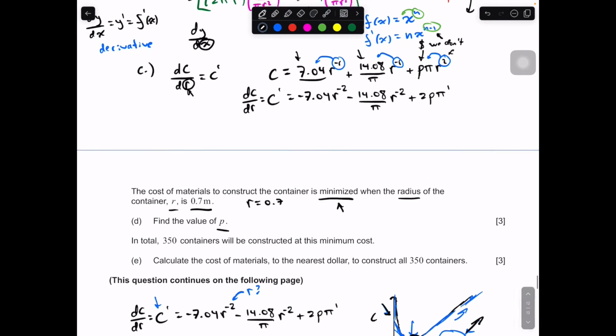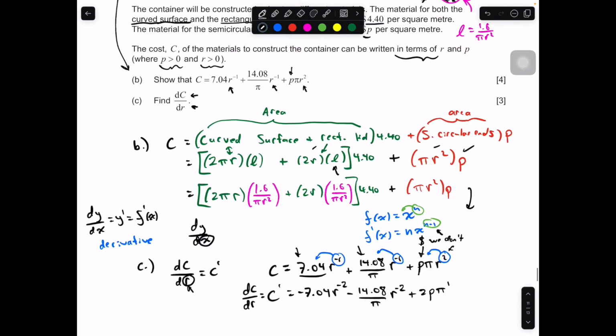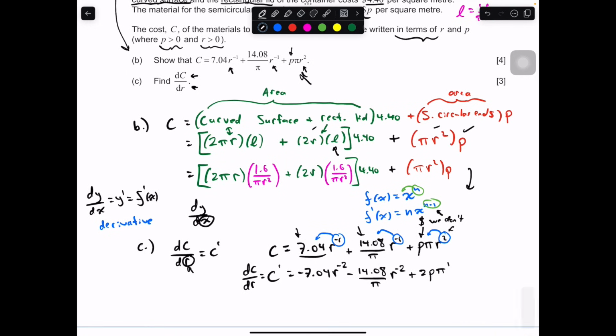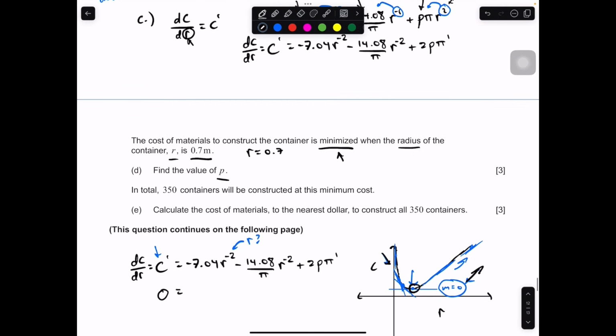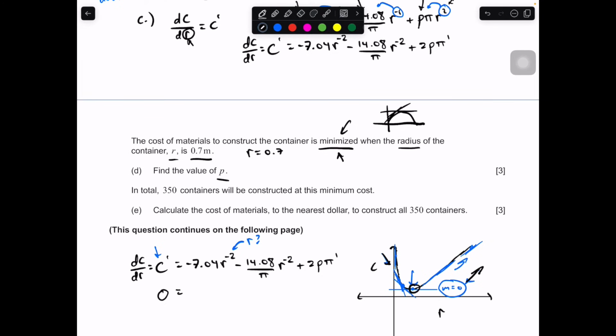Oftentimes these questions, if you have a derivative, sometimes it will be possible to use the original function, but oftentimes, especially on a challenging paper, where is something minimized or maximized? That is to say, where do you reach your maximum? Well, after you're done increasing, before you start decreasing. And where do you reach your minimum? After you're done decreasing, before you start increasing. So when m is equal to 0.